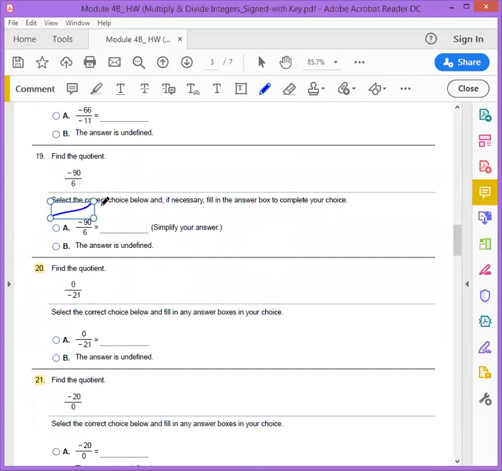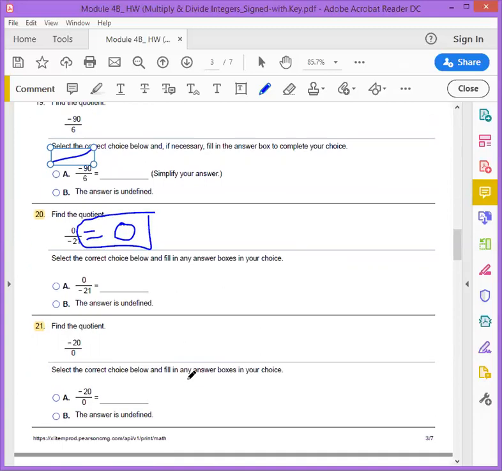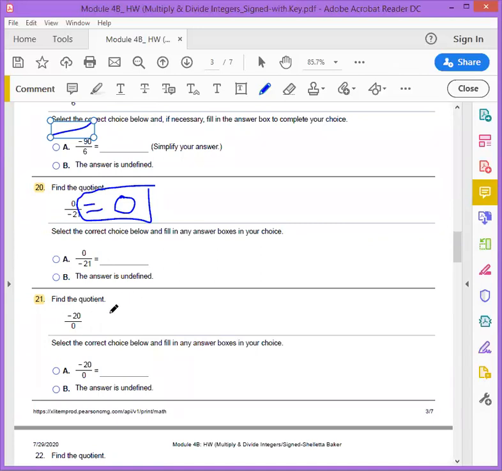All right, let's look at number 20. We have 0 divided by -21, and 0 divided by anything is just 0. However, on the flip side, -20 divided by 0 is undefined. The reason it's undefined is because we have -20, and we can't then divide that by nothing. 0 is the same thing as nothing, so it's impossible. If 0 is in the denominator, you can't divide by 0, it's undefined. If 0 is in the numerator, 0 divided by any number is going to be 0.